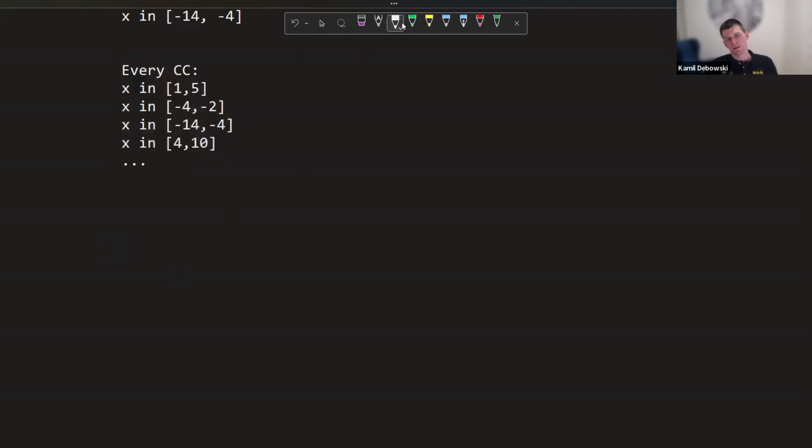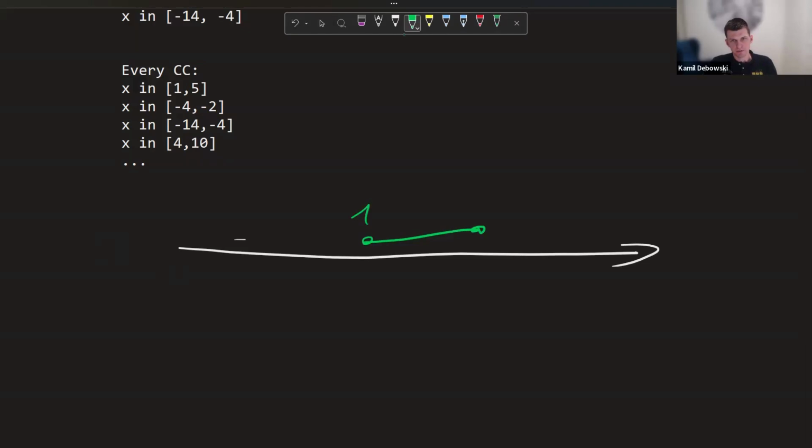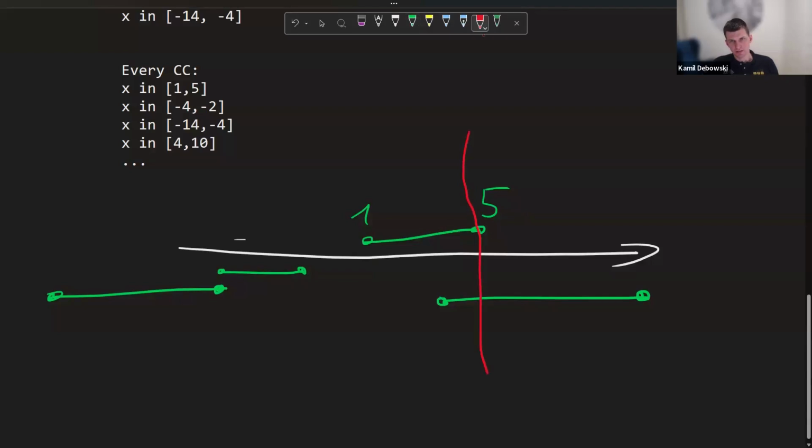Solving this, most people, I think, will think about it visually, or at least this is what I would do. If you have range from 1 to 5, from minus 4 to minus 2, from minus 14 to minus 4, from 4 to 10, you're looking for such x that most ranges include it. You're looking for such integer position x that you maximize the number of ranges that include this x.